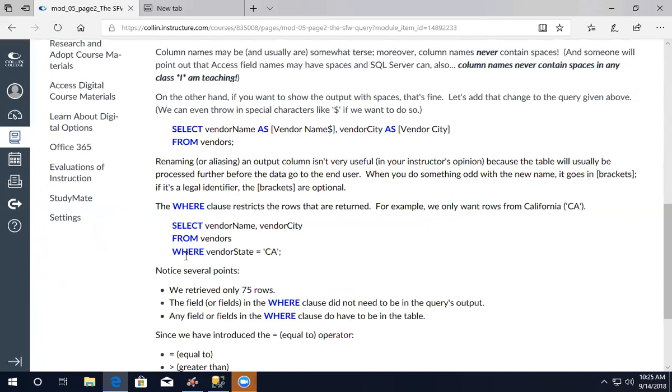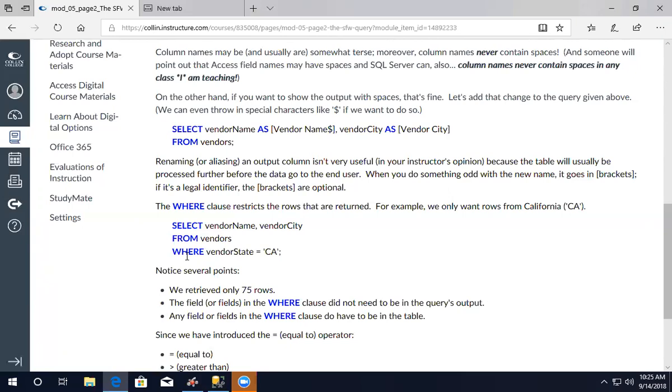Where clause, select from where. These are typically called SFW queries or select queries. You'll see it used in the literature as an SFW query. This is what they're talking about. Select from where. It always comes in that order. It's always written in that order. Select what fields. In my example case, vendor name, vendor city. From what table? Vendors. If I get the table wrong or misspell the table, I'm going to get an error. Where vendor state is equal to CA.